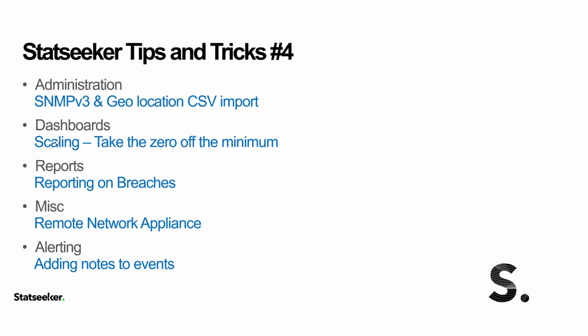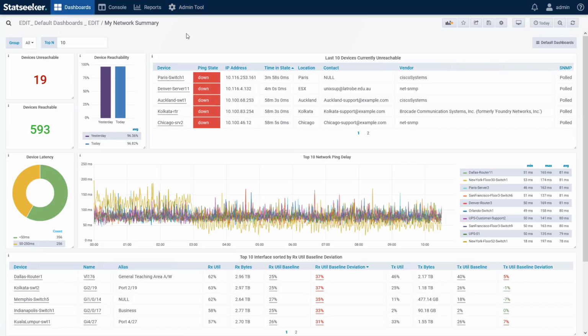So, dashboard scaling. This is about changing the default y-axis minimum value to better present metrics with low variability. An example that people might find applicable within their own environment is in the default network summary dashboard. You're probably aware that you can't edit the default StatSeeker dashboard, so I have my copy of that default dashboard here, and the issue I want to address is in the dashboard reachability panel.